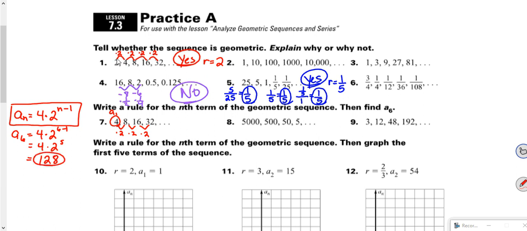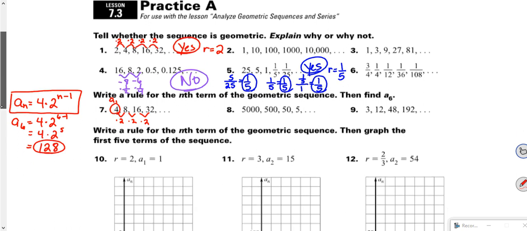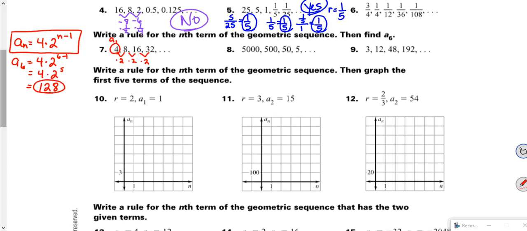Okay? So we've got the rule and the 6th term. Now, moving right along, graphing. If you remember, when you go to graph these, the first term of your ordered pair is just the number of the term, like the first term, the second term, the third term. So the first term is going to have x equals 1. The second term is going to have x equals 2. The third term is going to have x equals 3, and so on.